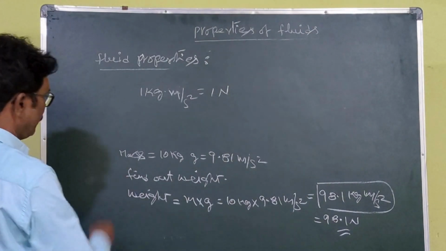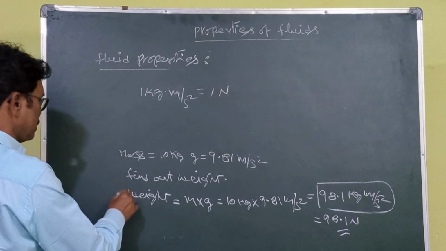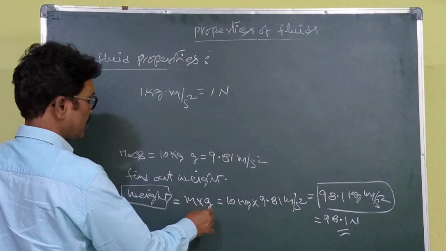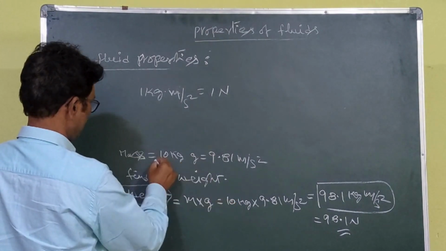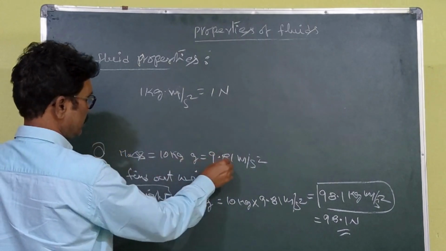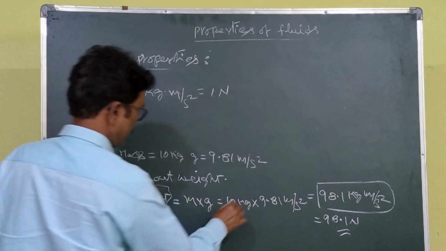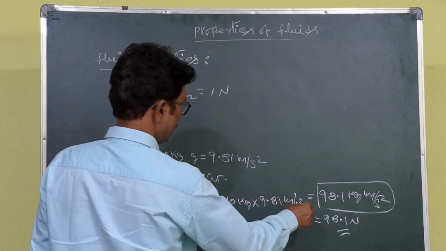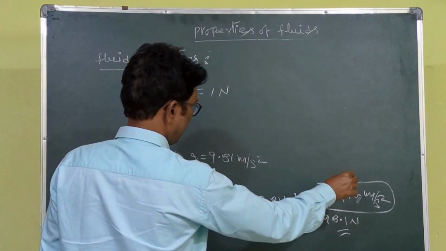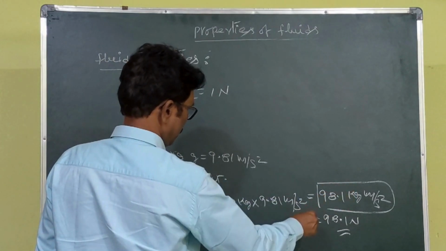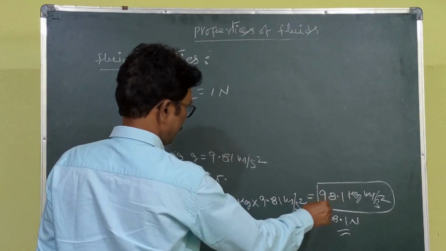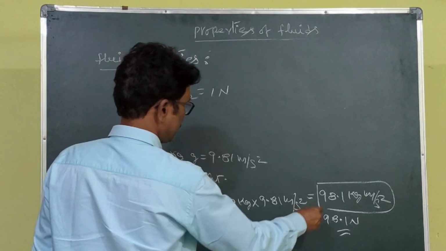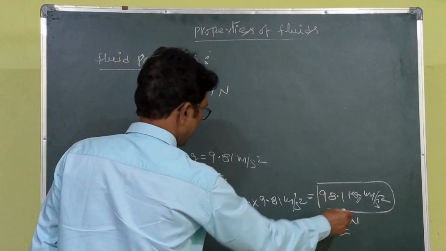Next we are discussing force. So this is the weight. Weight equals mass into acceleration due to gravity. Let us say in this problem mass equals 10 kgs, g equals 9.81, we have to remember that. So 10 kgs into 9.81 meter per second square is equal to 98.1 kg meter per second square. 1 kg meter per second square equals 1 newton, so if you convert into newton, it is 98.1 newton.